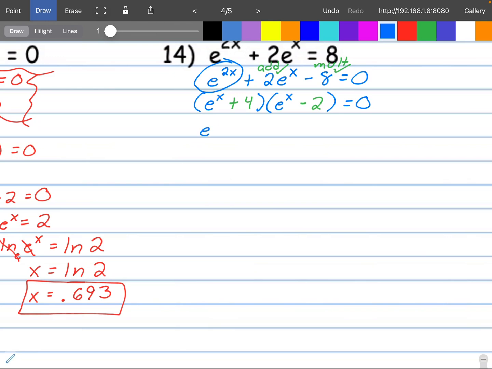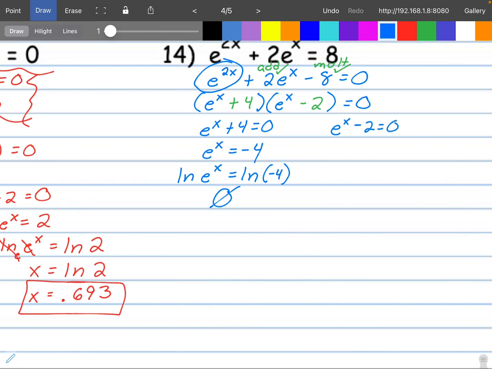Now we set it equal to 0. So the first one, e^x + 4 = 0. Well, we know we need to move that 4 over. So e^x would equal negative 4. And I'm already sensing that this is going to be a problem. When I go to take the natural log of both sides, that gives me the natural log of negative 4, which again, cannot happen. So there is no solution for that factor. We do have to try the other factor though.